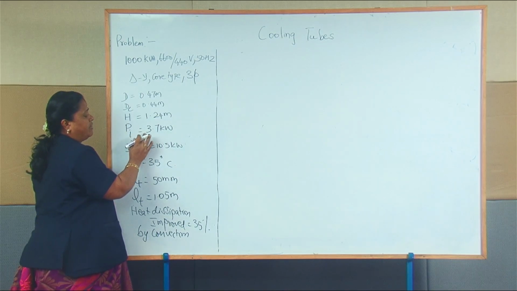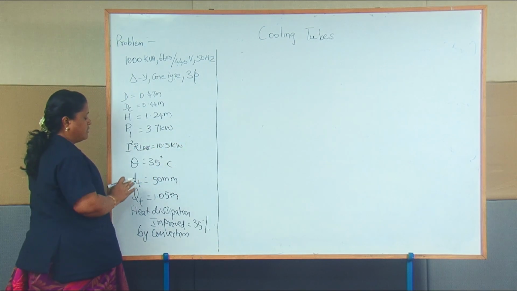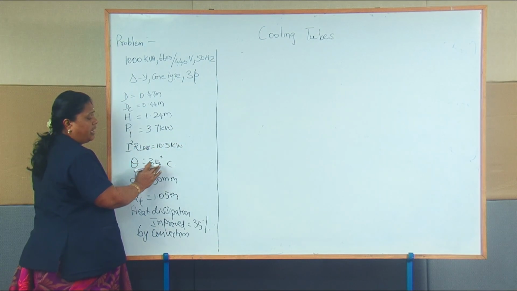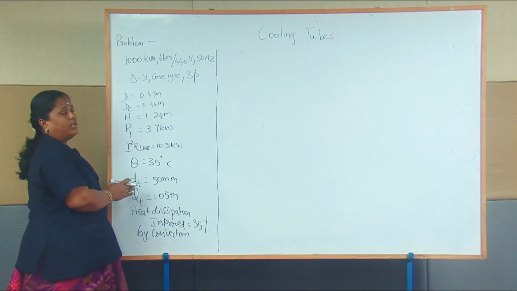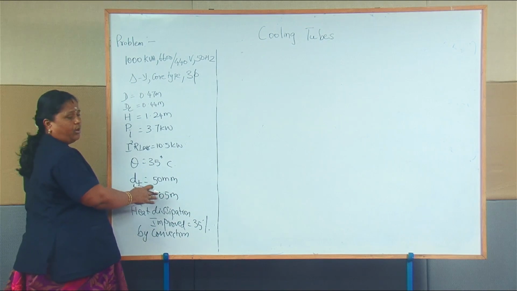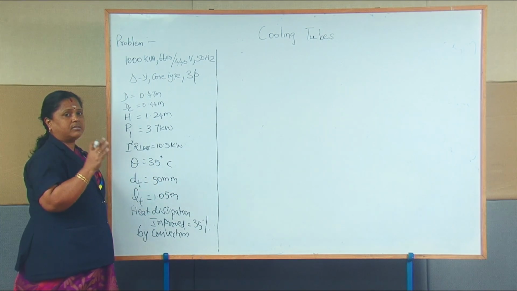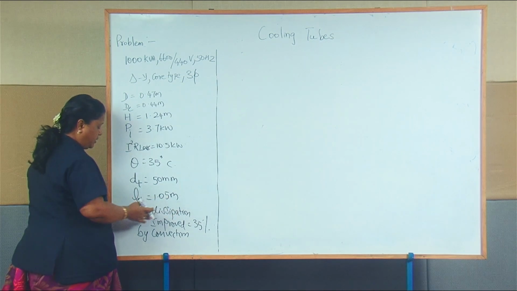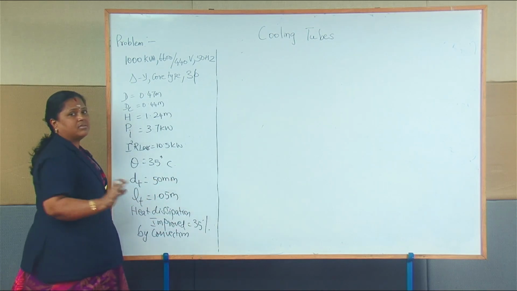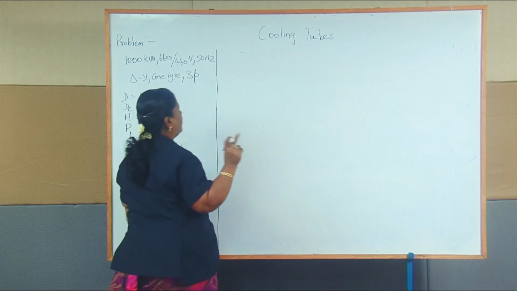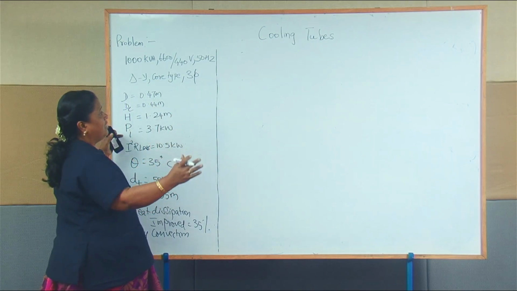Iron loss Pi is given as 3.7 kilowatts. Copper loss is 10.5 kilowatts. Temperature has to be maintained at 35 degrees Celsius. Diameter of the tube is 50 mm. Length of the tube is given in the problem as 1.05 meter. In case it is not given, as I told you in the last section, it has to be considered as 1 meter. And heat dissipation improved by providing cooling tubes due to convection is assumed as 35%.